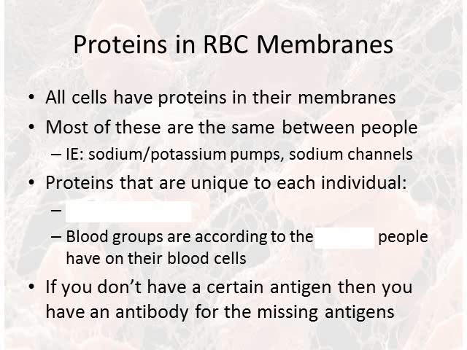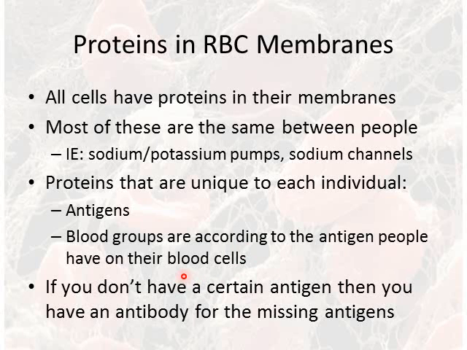to understand blood typing is the fact that all cells have proteins in their cell membranes. Okay, and most of these cells are going to be the same between people. For example, sodium-potassium pumps, sodium channels, all these different kinds of proteins we have in our cells are all going to be similar. But then we have proteins that are unique to each individual person, and those proteins are called antigens. Okay, and blood groups are according to the antigens that people have on their red blood cells.